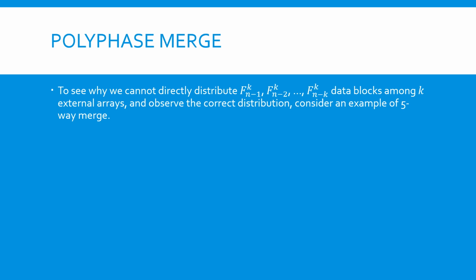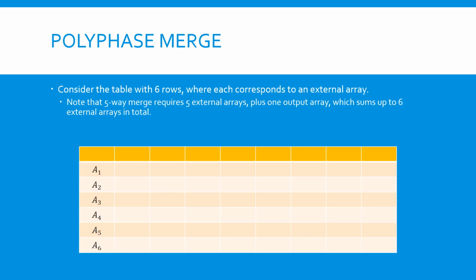To see why the second conjecture is wrong and what would be the correct way to distribute data blocks, let's consider an example of the five-way merge. Here we have a table to record the number of blocks stored at the 6 external arrays, A1 through A6, at different merge phases. Each row corresponds to an external array, and each column corresponds to a merge phase. Note that we require 6 external arrays to perform a 5-way merge because we need one additional array to serve as the output.